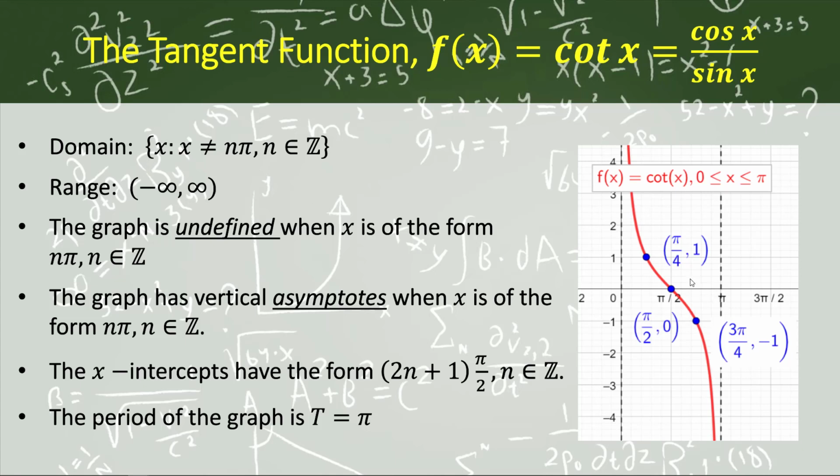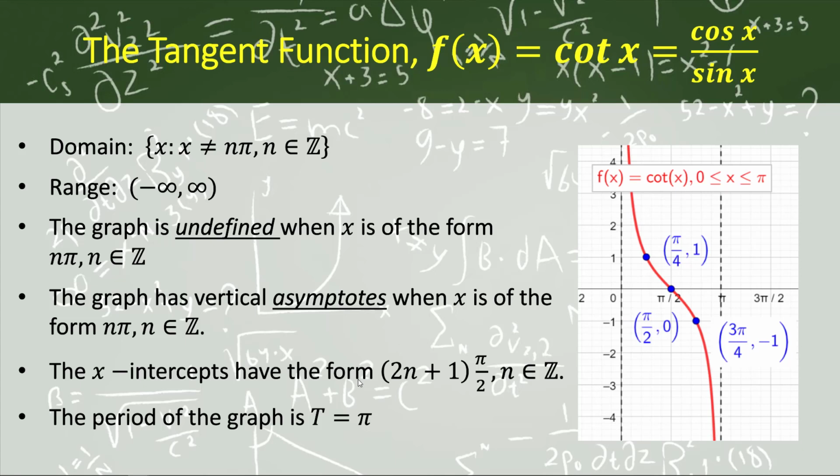Well, here, the domain is all values of x except for integer multiples of pi. For integer multiples of pi, the function is not defined. Therefore, those values of x cannot be part of the domain. The range is basically the entire real line. It can take on all values between negative infinity and infinity. And of course, the graph is undefined once again for all integer multiples of pi and has a vertical asymptote at each integer multiple of pi.